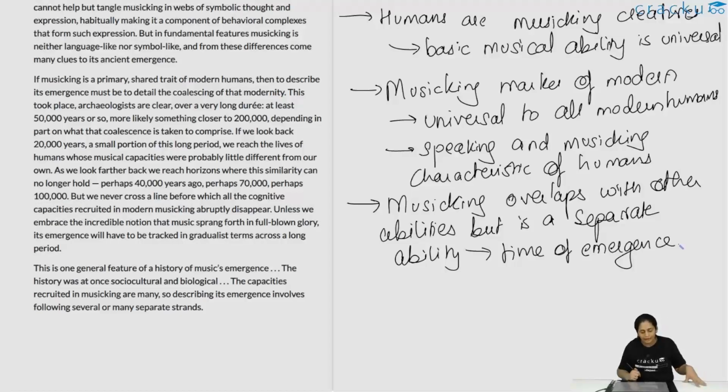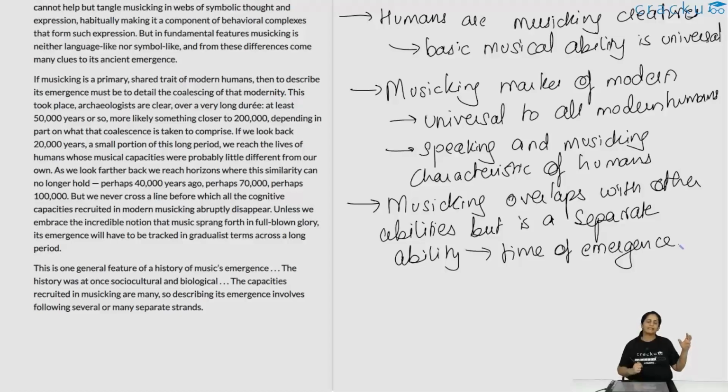If we look back at 20,000 years, a small portion of this long period, we reach the lives of humans whose musical capabilities were probably little different from our own. As we look farther back, we reach horizons where the similarity can no longer hold. Perhaps 40,000 years ago, perhaps 70,000 years ago, perhaps 100,000. But we never cross a line before which all the cognitive capacities recruited in modern musicking abruptly disappear. Unless we embrace the incredible notion that musicking sprang forth in full-blown glory, its emergence will have to be tracked in gradualist terms across a long period.